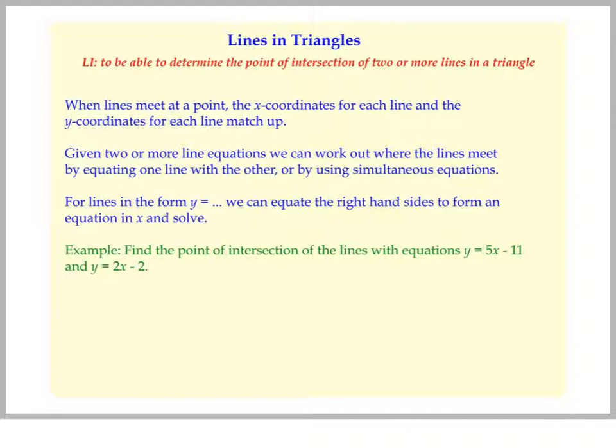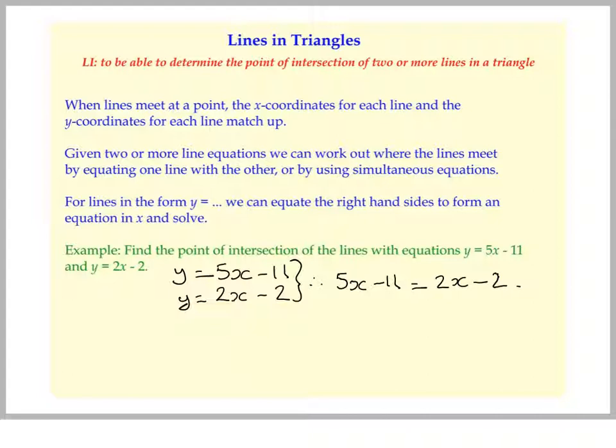We've got y equals 5x minus 11 and y equals 2x minus 2. Now, we want the y terms to be the same. So in that case, these two are the same: 5x minus 11 equals 2x minus 2. Now, solving that for x, let's take the 2x to the other side. We get 3x minus 11 equals minus 2. Add 11 to both sides, so 3x equals 9. So x equals 3.